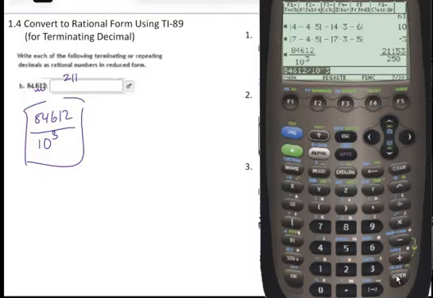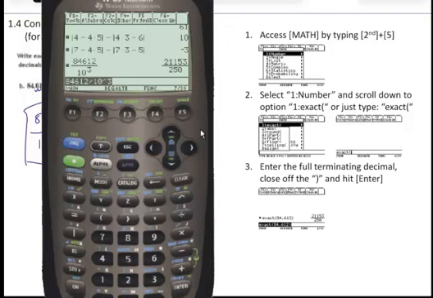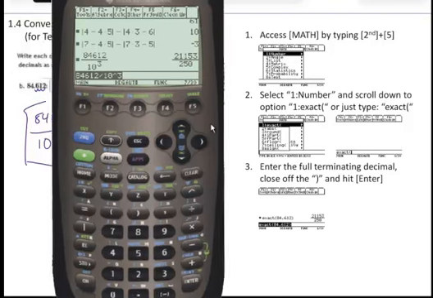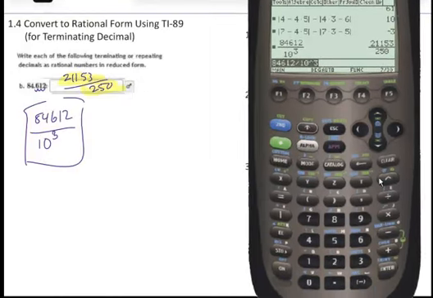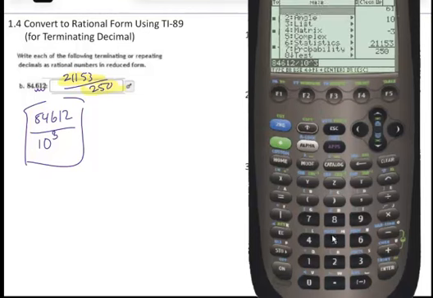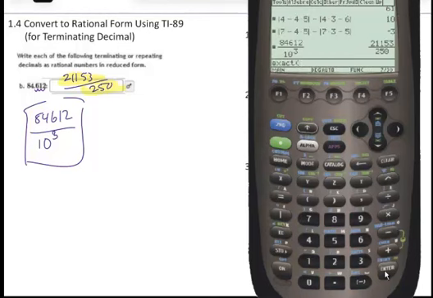So 21,153 all over 250 is the solution when you simplify this. But there is another way to do this, and again, you can see it here on the notes. You can also, in the math catalog, underneath number, see this option for exact, the very first option. What exact is going to do is take a decimal, an approximation, and convert that into an exact answer.